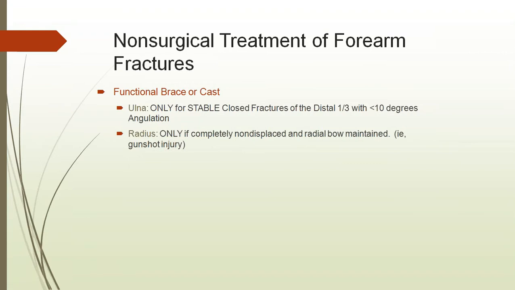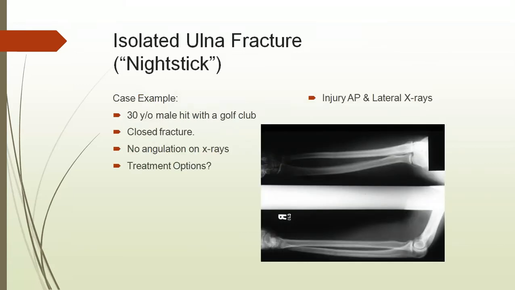If there is an ulnar fracture, only a stable closed fracture of the distal third with less than 10 degrees of angulation can be treated in a closed way. In the case of the radius, if it is a completely non-displaced fracture, with one cortex intact, then you can manage conservatively with a slab or cast. The nightstick fracture, I already told you what it is: an isolated ulnar fracture.